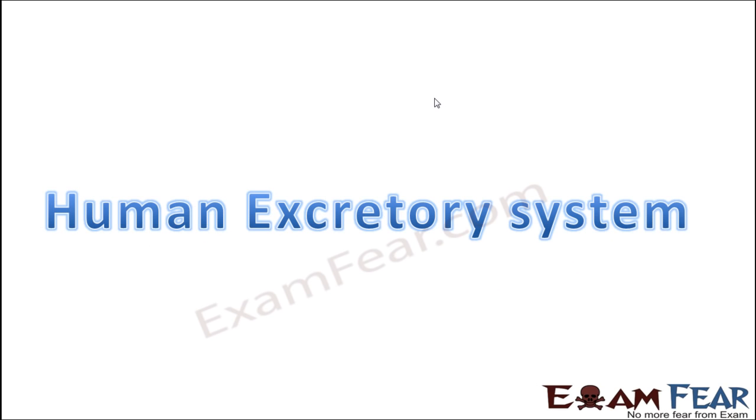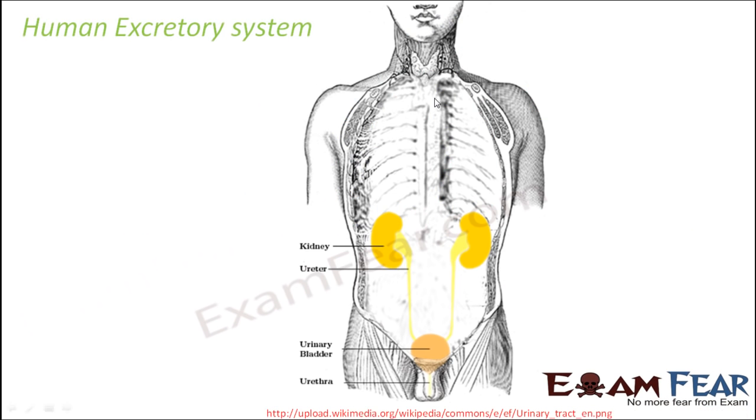Now we will talk about the human excretory system. The human excretory system, as expected, is going to be much more complex when compared to the excretory system in the previously mentioned animals, and that is why I started with the lower phylum. So we will now discuss the human excretory system in detail. This is how the human excretory system looks.